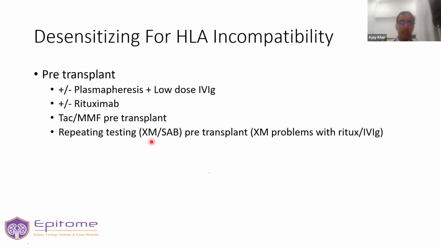How do you desensitize? This is something that most of you already know. Plasmapheresis, IVIG, rituximab, PAC, MMF, PRED, giving extra ATG.